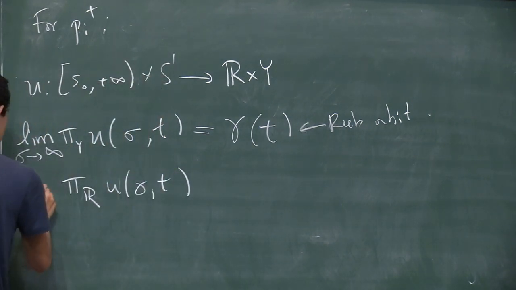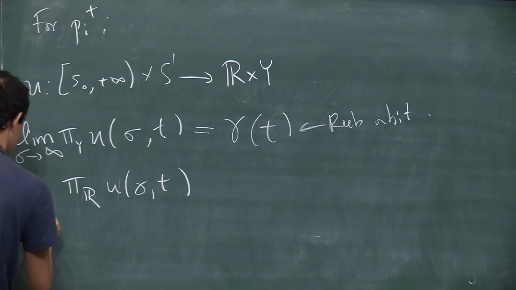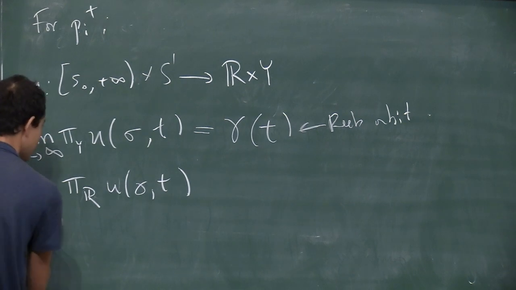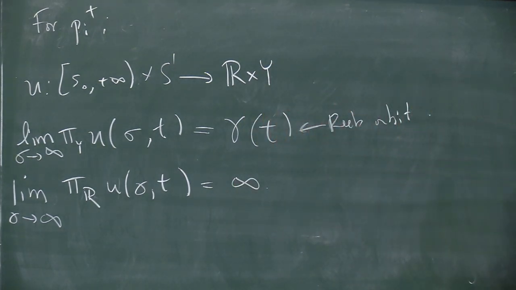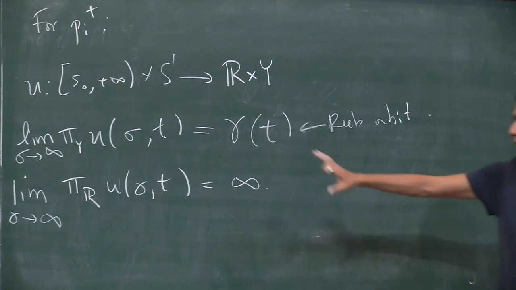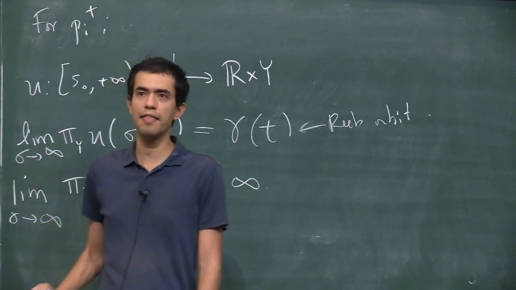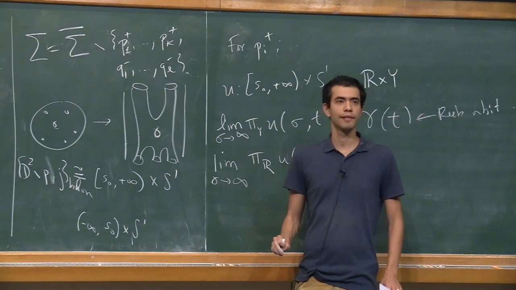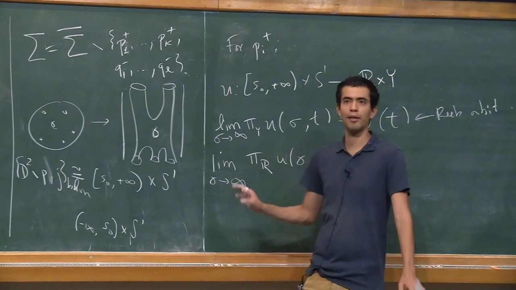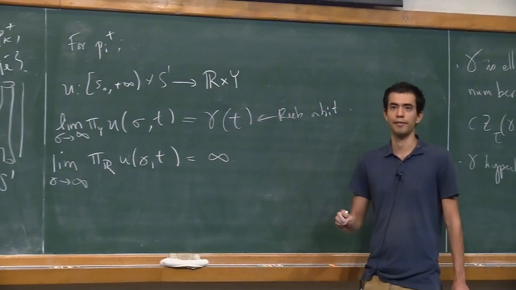The limit as sigma goes to plus infinity, you want this to be plus infinity. Okay, so this is what a positive end is. And then you do the same thing for the negative ends. And by the way, this existing Reeb orbits like that, I think is equivalent to the curve having finite Hofer energy, just like for other Floer homologies, but I'm not going to get into that because it's quite subtle.